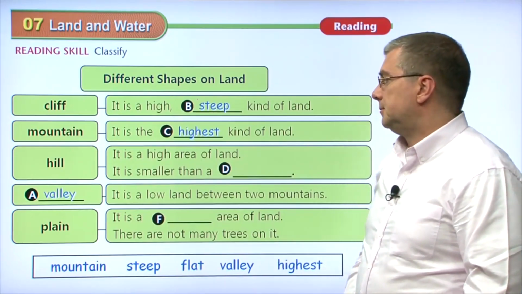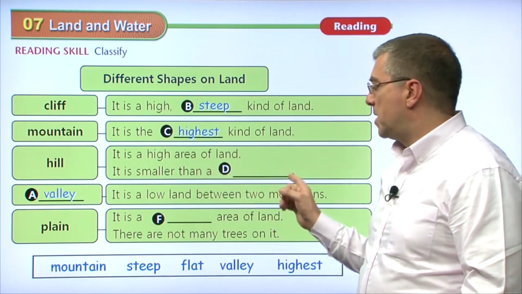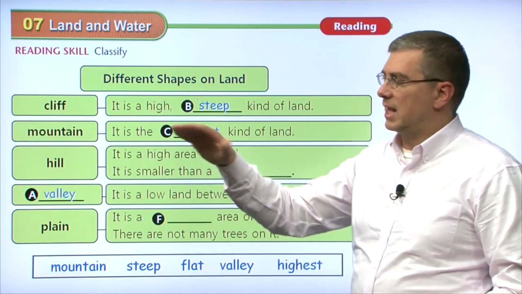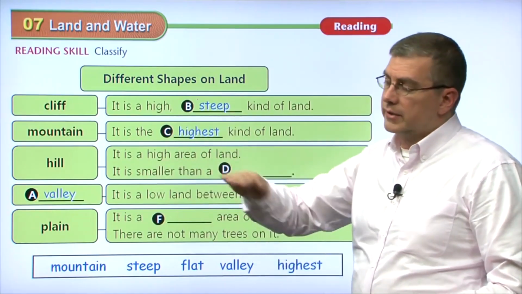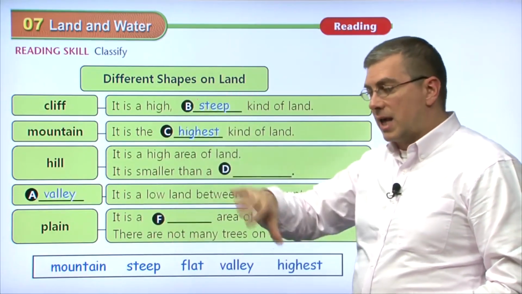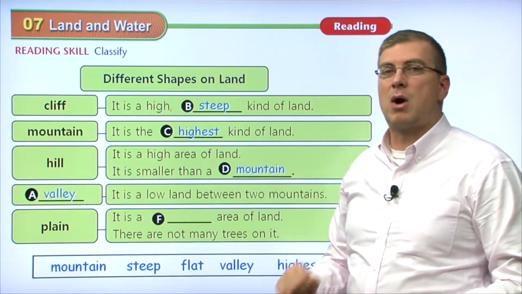A hill. It is a high area of land, yes. It is smaller than a mountain. Okay, what are hills smaller than, right? We talked about that a lot, right? You might see a hill. It might be a large hill. Hills can be small. You can also have large hills. But hills are always smaller than a mountain, right? A hill is smaller than a mountain.